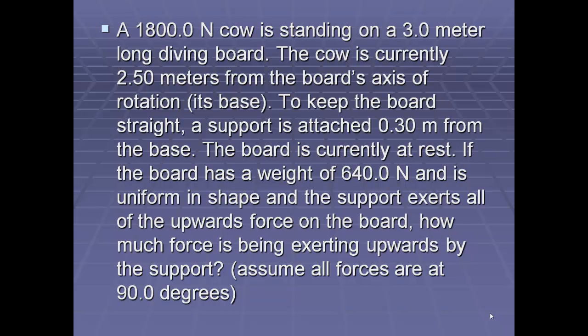So here's the problem. You can try to work this yourself, or you can just listen to me and follow along as I set it up for you. I give you in this problem the weight of the cow. I tell you it's a 3 meter long diving board, which means that if we're going to assume this is something that is uniform, its weight would be concentrated 1.5 meters from either end.